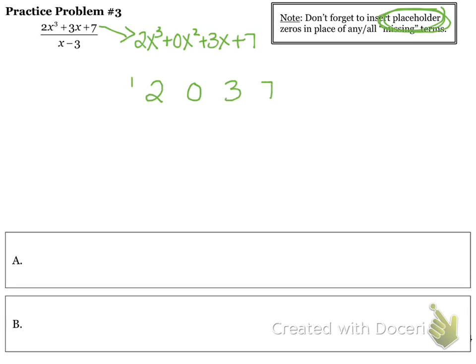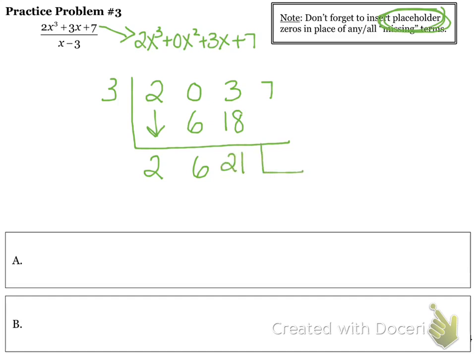So if you forget to do this, you're just going to do 2, 3, and 7, and then you're going to run into some issues. So since our factor is x minus 3, we have a +3 on the outside. First step, bring down the 2. 3 times 2 is 6. 0 plus 6 is 6. 3 times 6 is 18. Add 3, you get 21. My last term is going to be my remainder. 3 times 21 is 63. So my remainder after I add is 70.